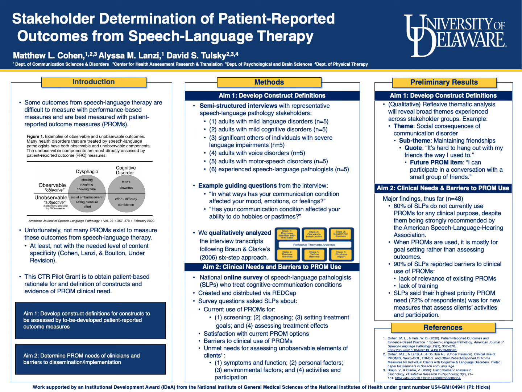Aim 1 was accomplished by conducting semi-structured interviews with representative stakeholders of speech-language therapy services. The groups are shown there. These semi-structured interviews asked guiding questions such as, in what ways has your communication condition affected your mood, emotions, or feelings, with semi-structured follow-up questions. These interviews generated recordings, which were transcribed and then analyzed using Braun and Clarke's 6-step approach.